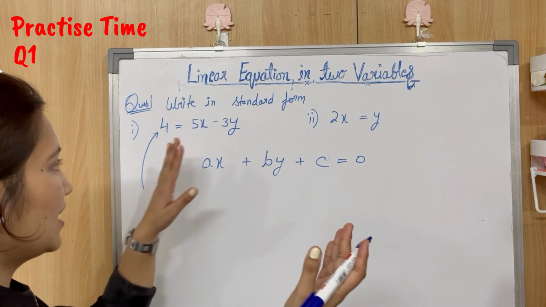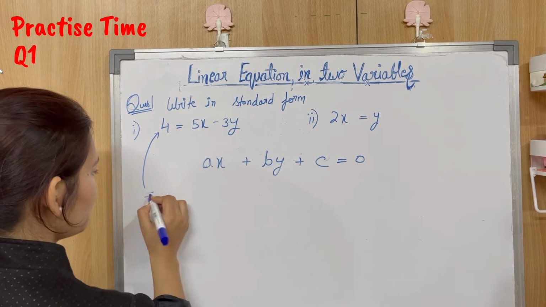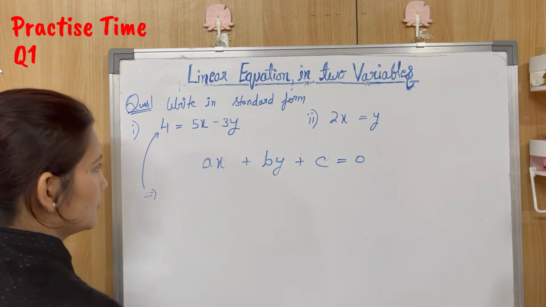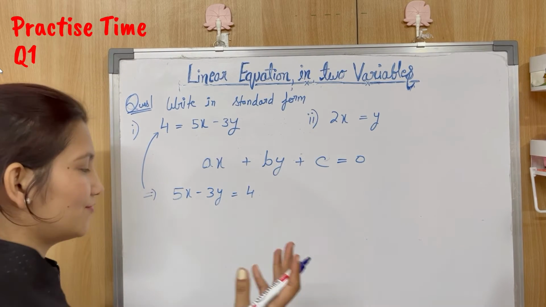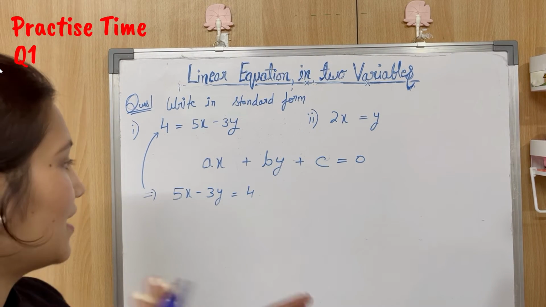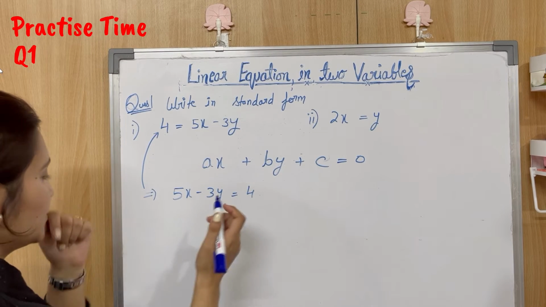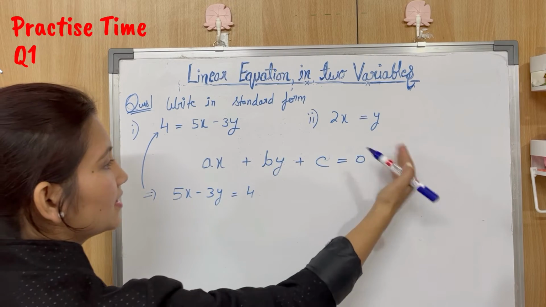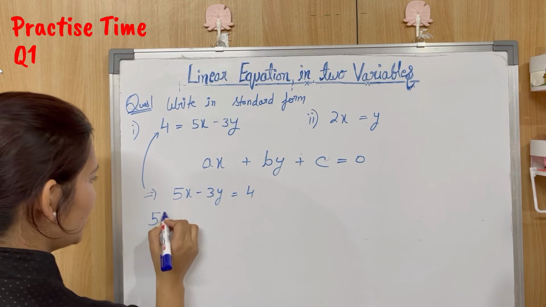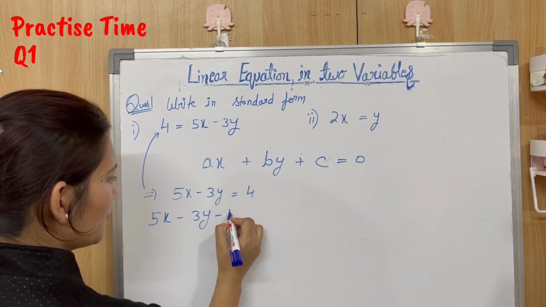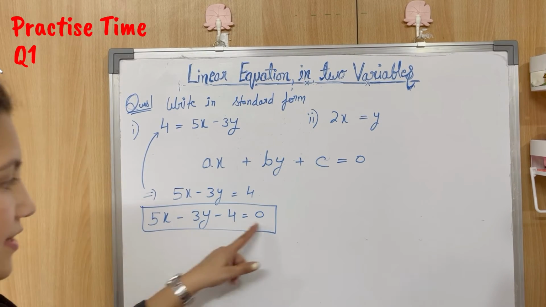What we will do, we can just swap LHS and RHS. So we can write it 5x minus 3y is equal to 4. So what I have done, I have just swapped the LHS and RHS. Now I want the C. There is nothing on the right hand side, you see in the standard form. So I'll bring the 4 towards the LHS. So it will become 5x minus 3y minus 4 is equal to 0. So this is the equation I have converted into the standard form.